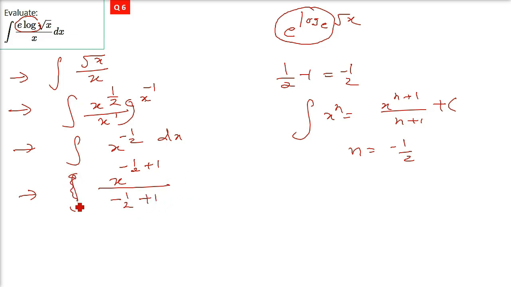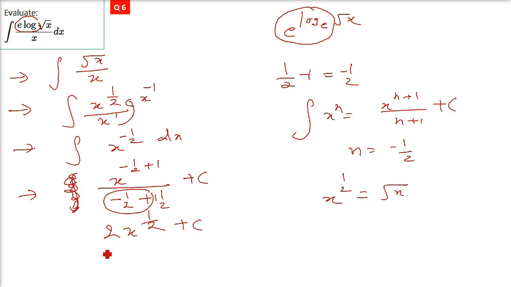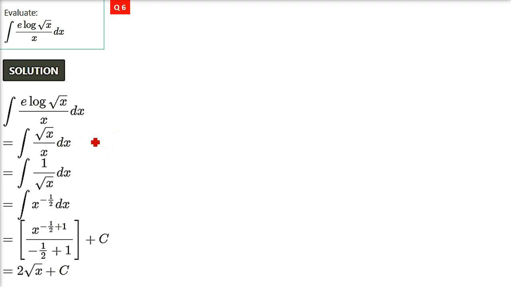So integration is already done, so you can just remove this snake-like sign. x raised 1 minus half is half only. The denominator is 1 minus half, so it will be half, and that 2 will go up. So twice of x raised half is twice of under root x. x raised half is simply under root x. Initially also I told you this is 2 under root x plus c, which is the final result. So this is how you are going to complete this question.